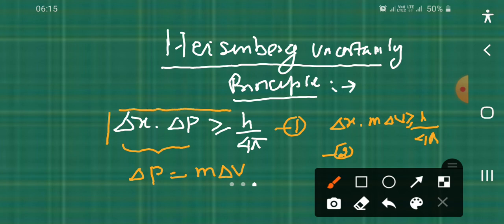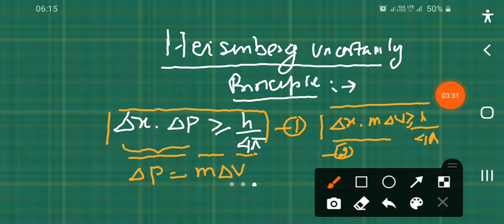And this is the concept which was made by Heisenberg, and the principle is known as Heisenberg Uncertainty Principle, which means it is quite clear that when a microparticle like an electron is moving in a circular path, then its position and momentum cannot be predicted accurately and simultaneously.